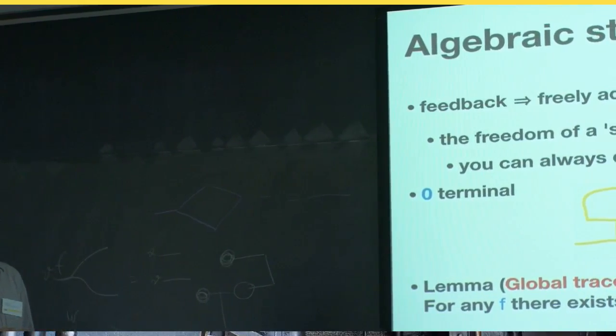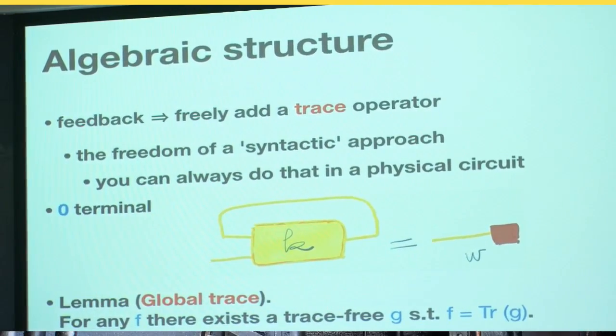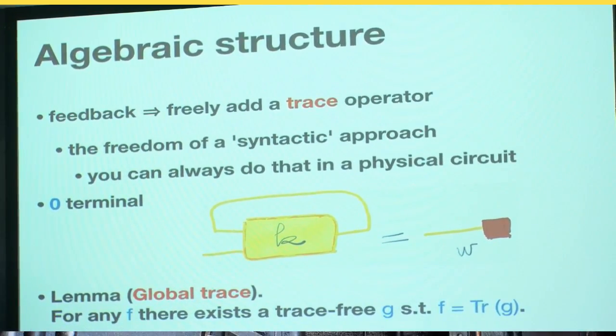So how do we do that? We freely add a trace operator. And again, this is kind of the freedom that we get because of the syntactic approach. We know that with a digital circuit, you can do that. You can take an output and then feed it back into the input exactly in this way. And maybe what's going to happen is not good, but you can always do it.